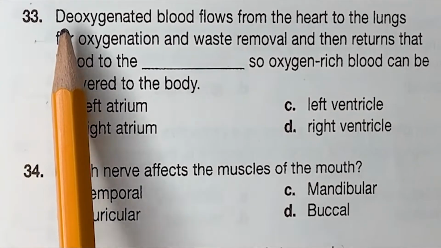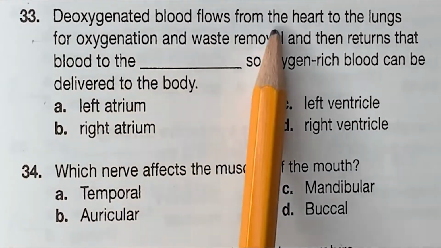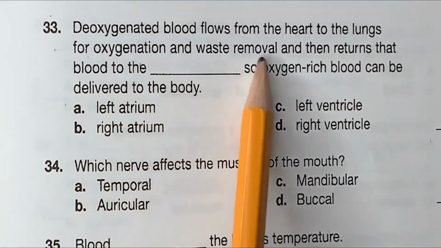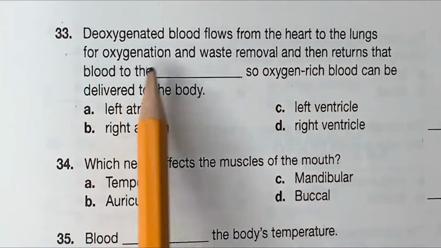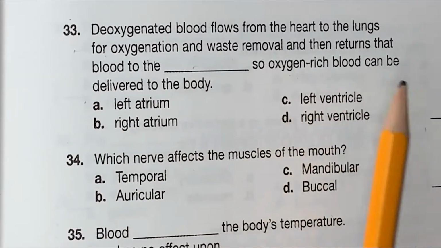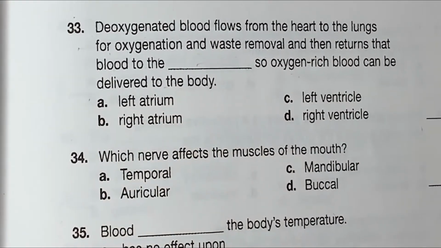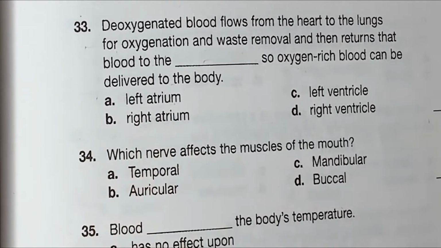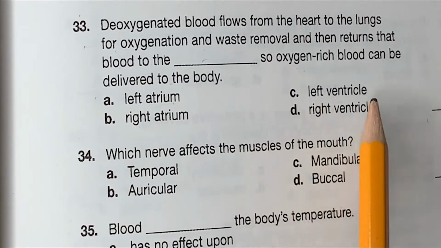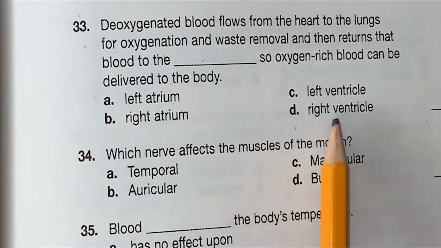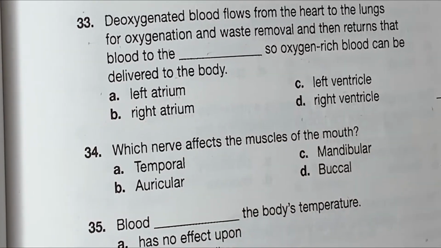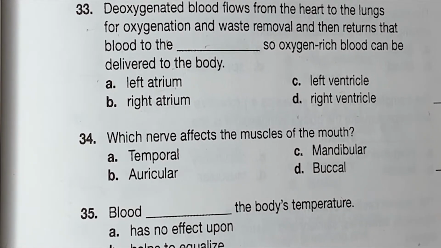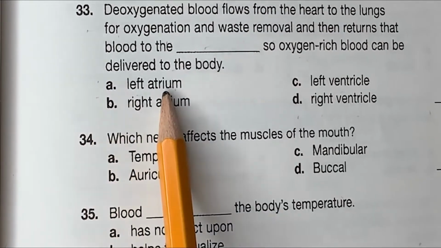33. Deoxygenated blood flows from the heart to the lungs for oxygenation and waste removal, and then returns that blood to the blank so oxygen-rich blood can be delivered to the body. A, left atrium, B, right atrium, C, left ventricle, or D, right ventricle? And your correct answer is A, left atrium.